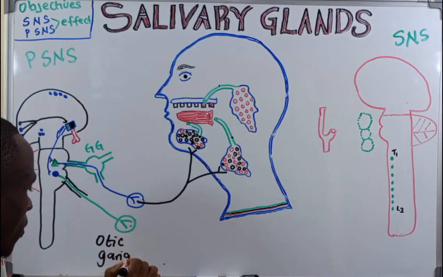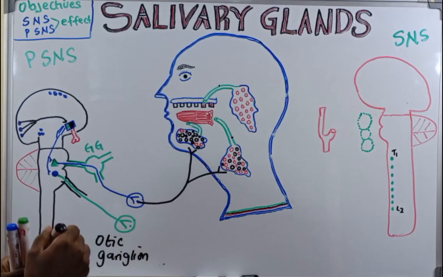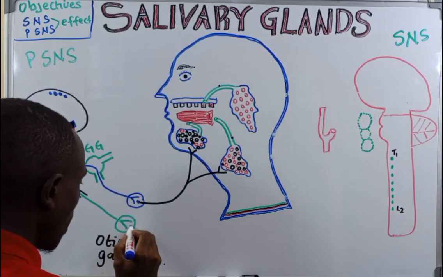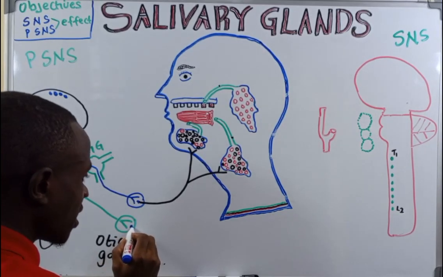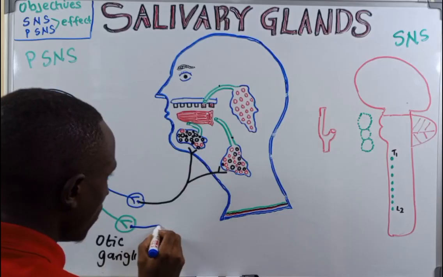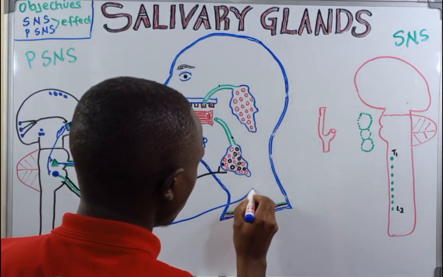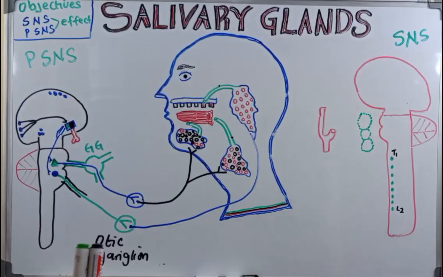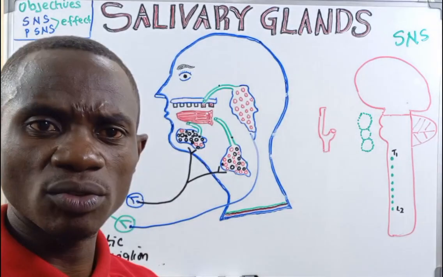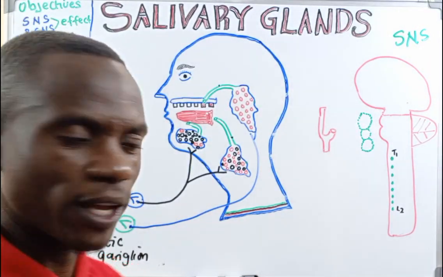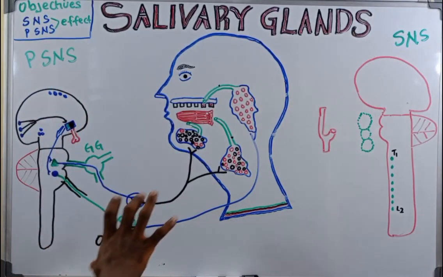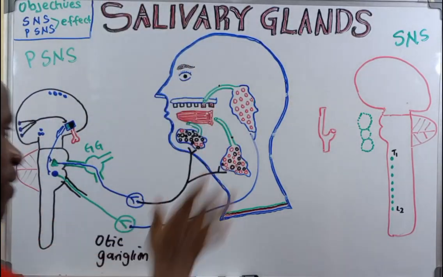The otic ganglion. Okay, the otic ganglion. And then from there, we are going to have what we call the postganglionic motor fibers of the parasympathetic nervous system coming out, and they go and stimulate the parotid salivary gland, leading to the production of what we call saliva. Okay. So that is how the parasympathetic nervous system leads to the salivation process.